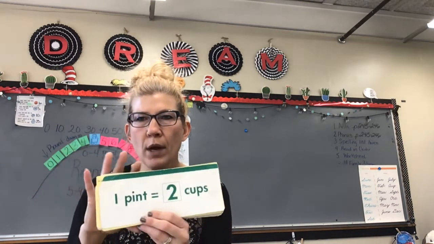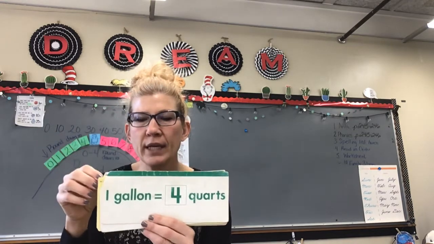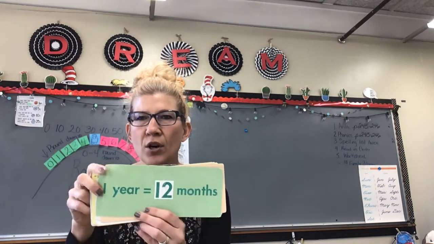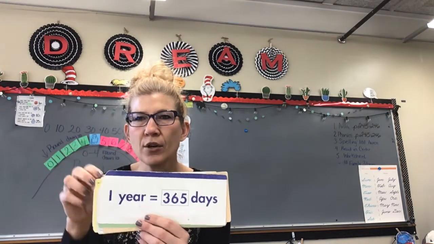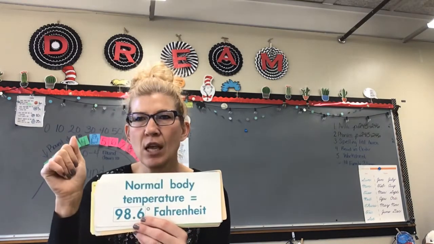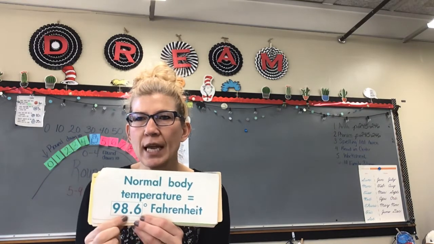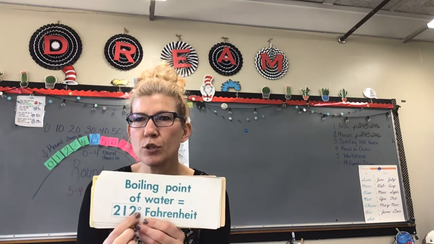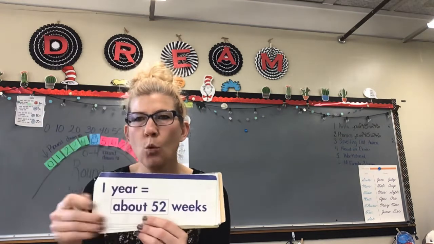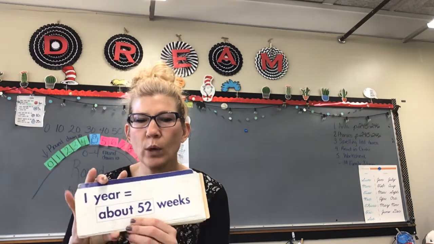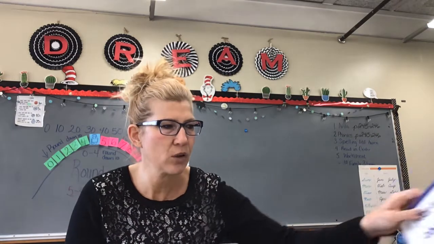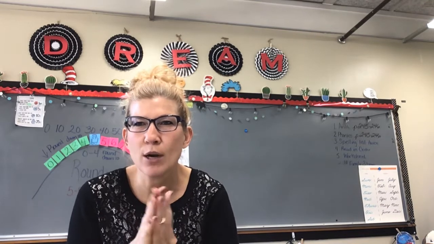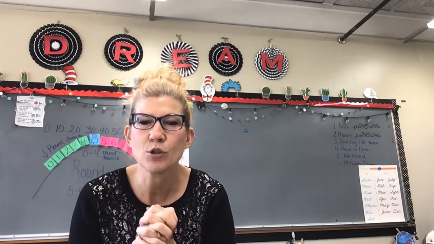Next one. 1 pint equals 2 cups. 1 gallon equals 4 quarts. 1 pound equals 16 ounces. 1 year equals 12 months. 1 year equals 365 days. Normal body temperature equals 98.6 degrees Fahrenheit. Boiling point of water equals 212 degrees Fahrenheit. 1 year equals about 52 weeks. And then one of our new ones that I don't have a card for was 1 meter equals 100 centimeters. So I hope that was helpful and that you can continue to work on that.